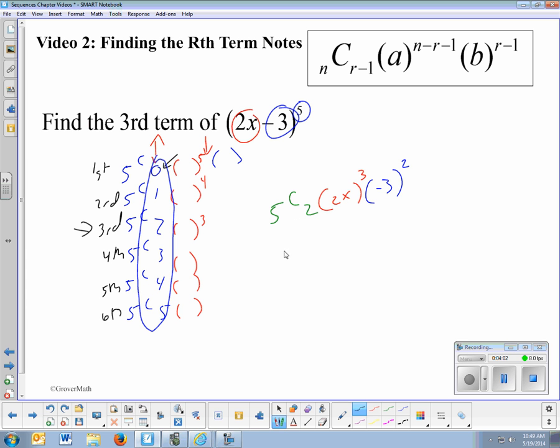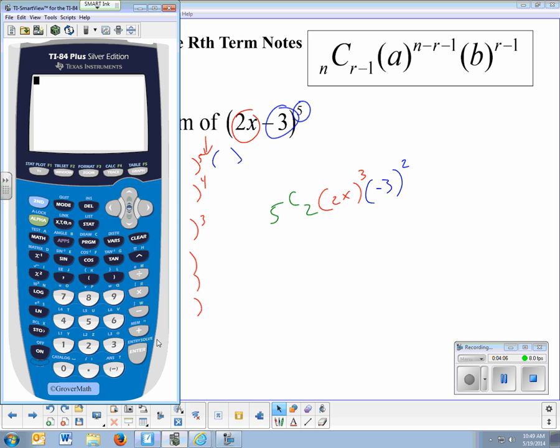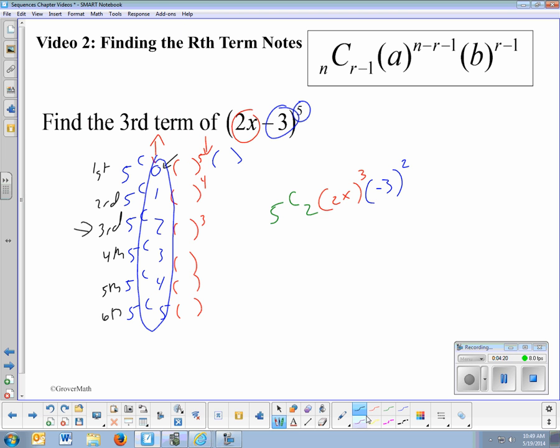So from here, now we're just going to evaluate this. What is 5C2? Let's take a look at that on our calculator in case we don't remember how to do that. Type in the number 5, go to the math folder, over to probability, choose nCr, number 3, and then the number that goes after it, 2. 5C2 gives us 10. So this is 10.